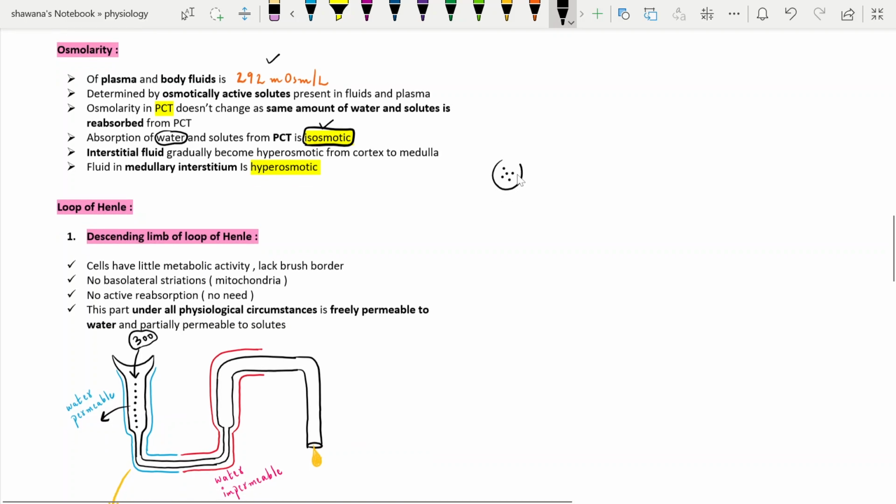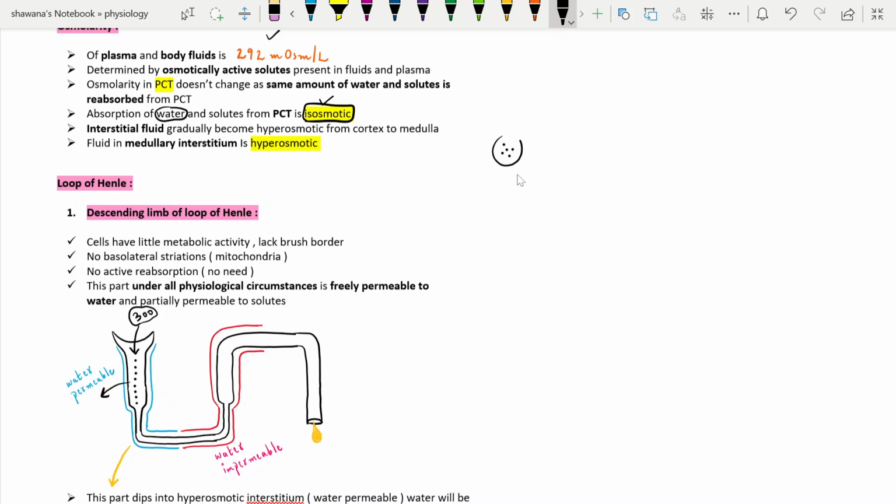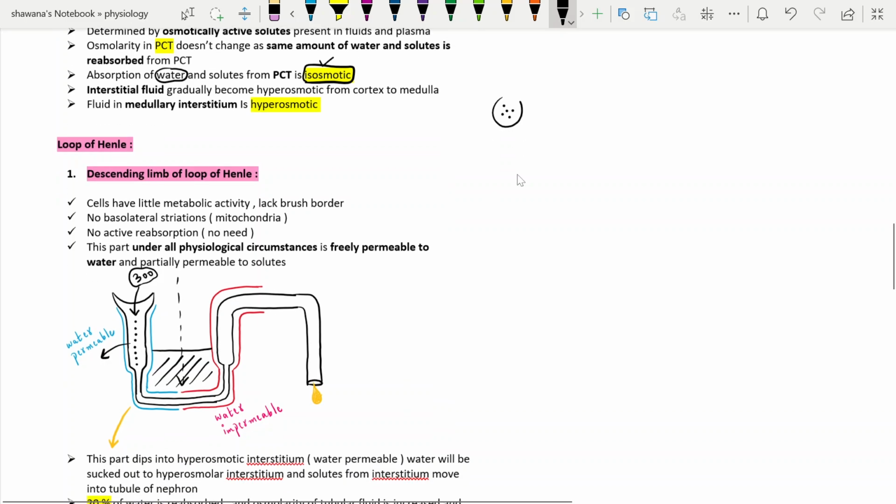But there is a fact that nephrons are present in the cortex as well as in the medulla of the kidney. As we move from the cortex towards the medulla, the medullary interstitium becomes more hypertonic. It means that it is hyperosmotic as compared to the cortex, and we will discuss that later in this lecture. For now, just trust me that fluid in the medullary interstitium is hyperosmotic as compared to the cortex.